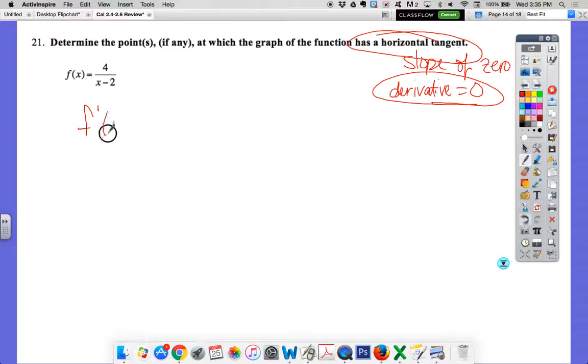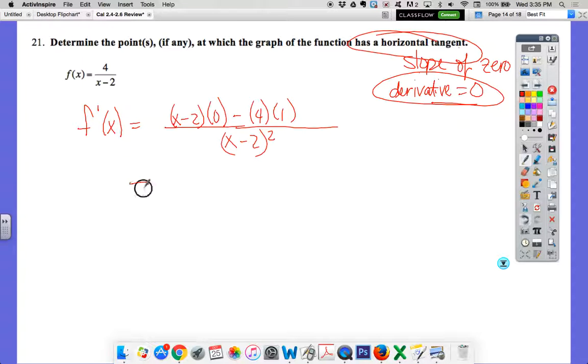Okay, taking the derivative. Looks like quotient rule. Okay, start with the denominator times the derivative of the numerator minus numerator times the derivative of the denominator, over the denominator squared. Clean it up. 0 times anything is 0. There's nothing. And then 4 times 1 is just 4. So that's kind of strange, but that's okay. You can continue to clean it up, make it succinct.